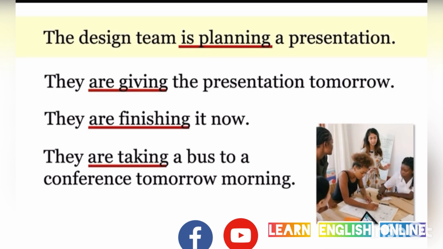Okay, now look at these sentences. The design team is planning a presentation. That is happening right now. They are finishing it now. That is also happening right now. You know because it says now.